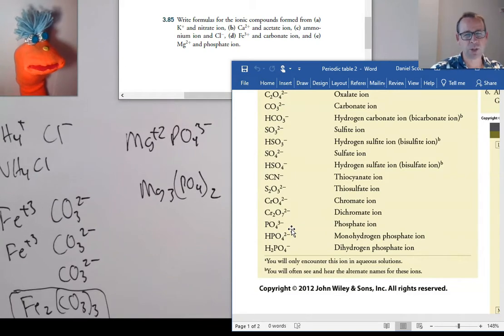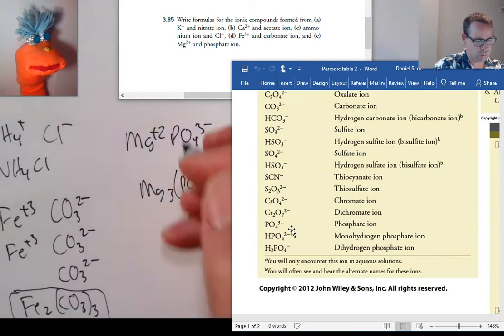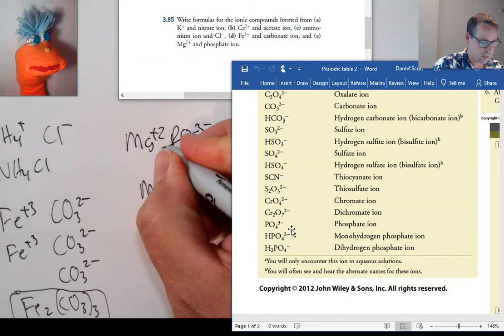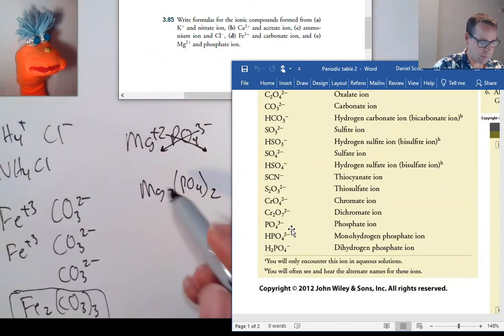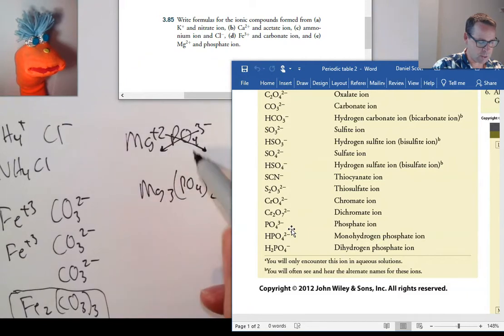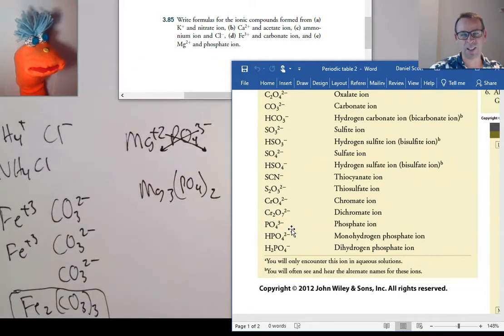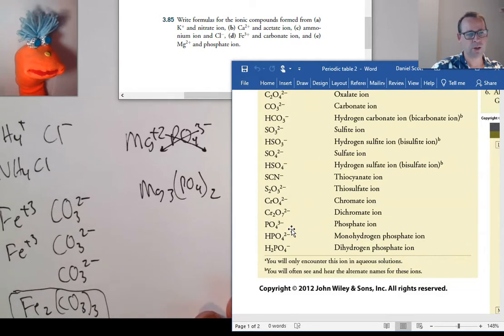Now, I want to show you something really quick. It's called the crisscross rule. It's just a little trick that you can use to help you remember the number of the given atoms that you need to find. And that just helps you find the least common multiple for those values.